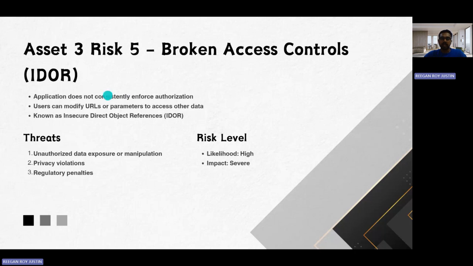The likelihood is high and the impact is severe because unauthorized access to customers' records can lead to regulatory penalties and loss of trust. Fixing this requires consistent server-side checks on every request and avoiding assumptions based on the user interface. So these are all the 5 risks that I had investigated and discussed.